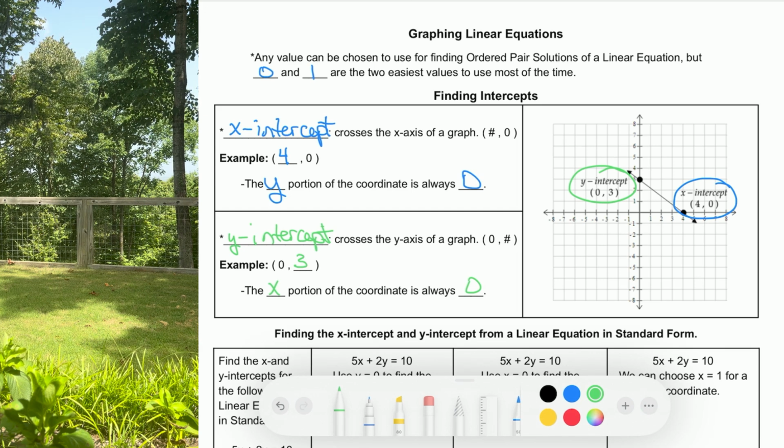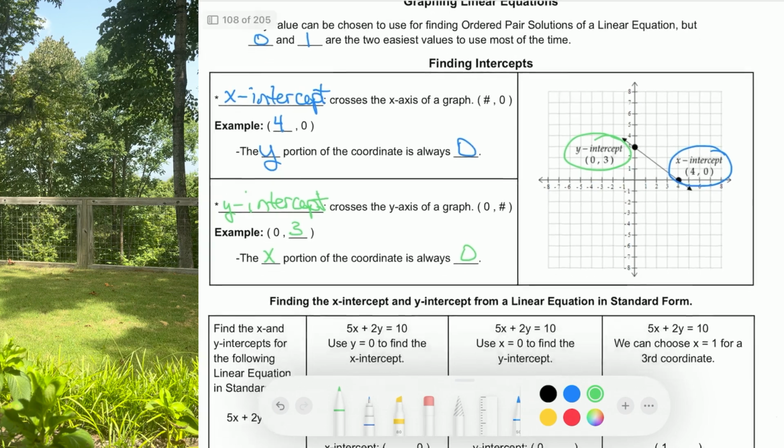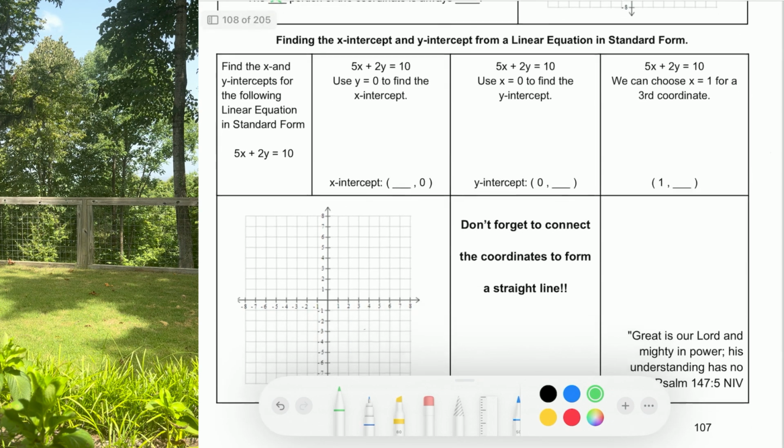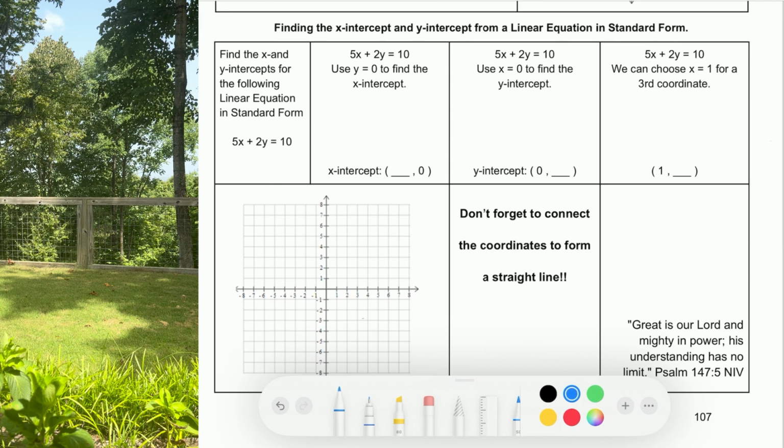y-axis. Now let's use this information to help us find our x and y intercepts for a linear equation in standard form. Find the x and y intercepts for the following linear equation in standard form. The first thing I'm going to do is use y equals 0 to find my x-intercept. So I'm going to plug in 0 for my y.